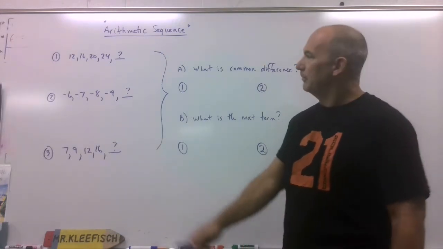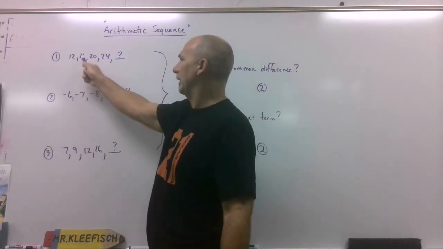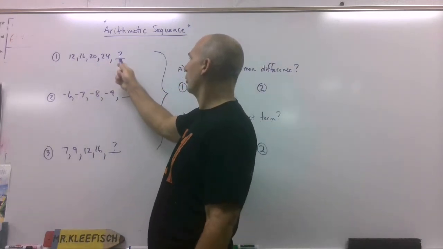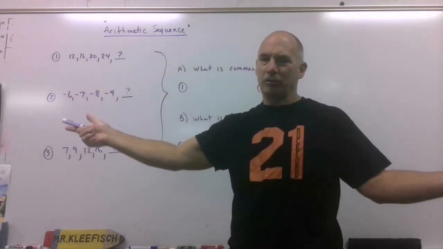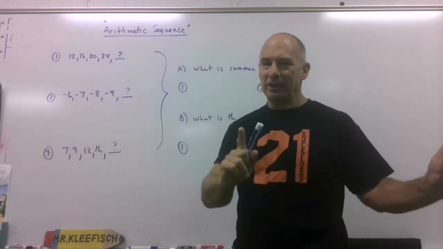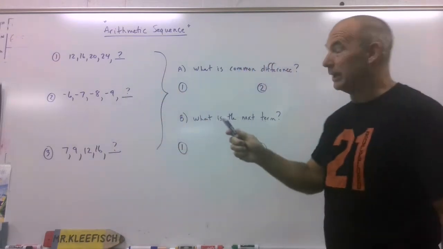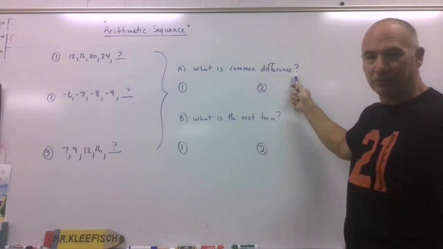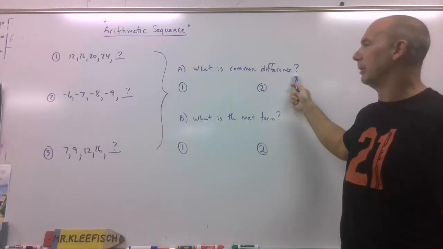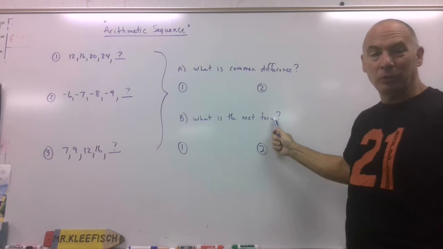Well, if we take a look at example 1, you can see 12, 16, 20, 24, question mark. Really, you're just looking for a pattern. You have to be careful. That's why I have 3 different examples. And also, they're going to ask you, what is the common difference? That gets a little tricky, but if you have a plan, it's not that big of a deal. And then they ask you, what is the next term? That's pretty easy once you realize the pattern.